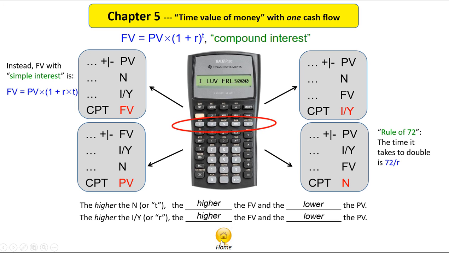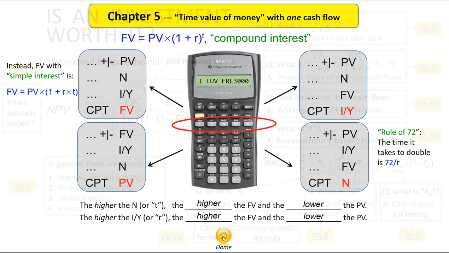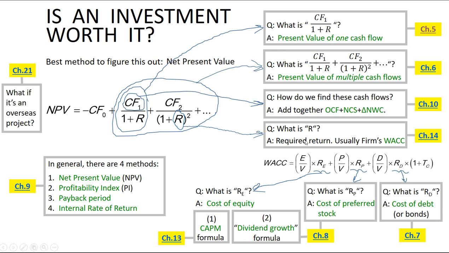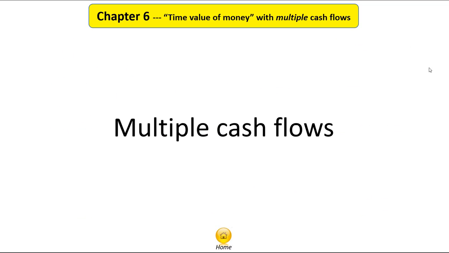Let's click on the home button and it will take us back to the main slide, which is the overview of the entire class. Now let's quickly review what was going on in chapter 6. I'm going to click on that. Chapter 6, time value of money with multiple cash flows. So it's all about multiple cash flows, how we find the same things that we were finding for a single cash flow in chapter 5.